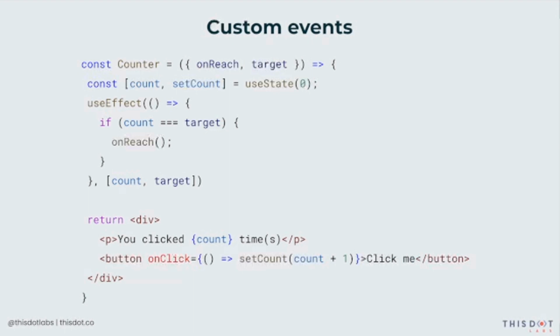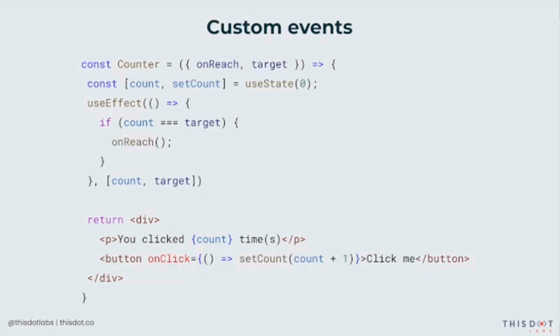Again, we have our counter component, and if you look at the return value, it's still the same. We still have our div with the paragraph telling us how many times we've clicked, and we have our button which will up the count by 1 each time. Our local state is still the same. We start with the 0 and we have a count and set count. So what has changed is the use effect in the middle and our two new props, onReach and target.